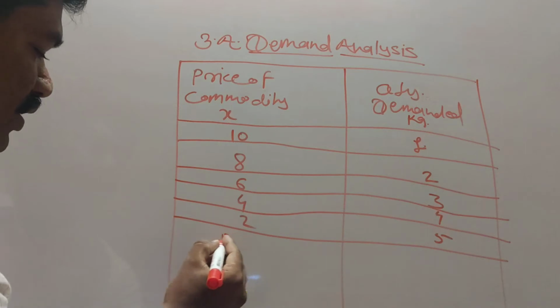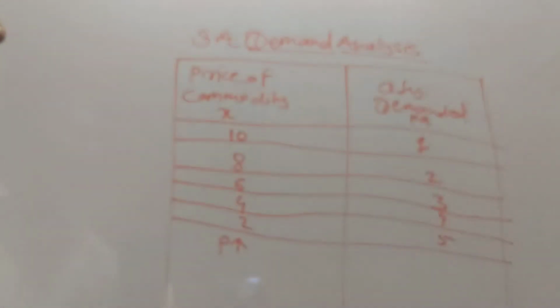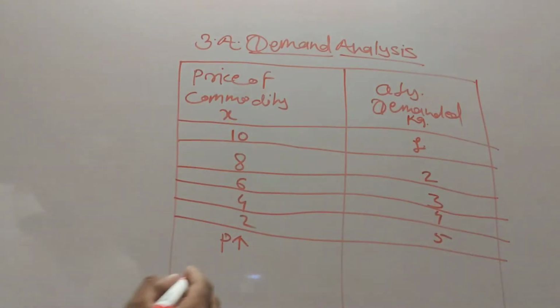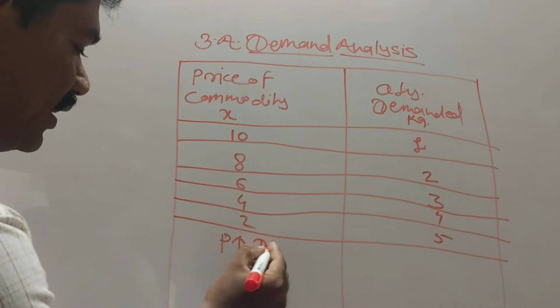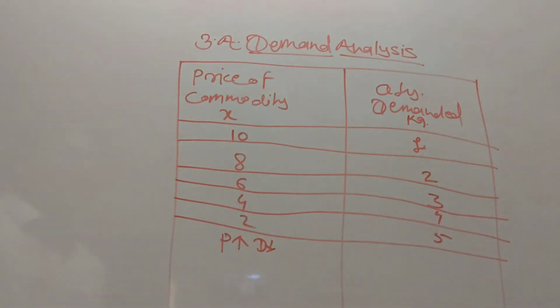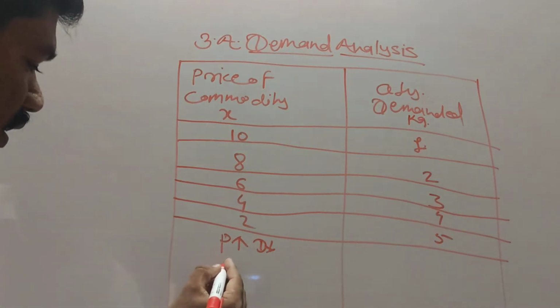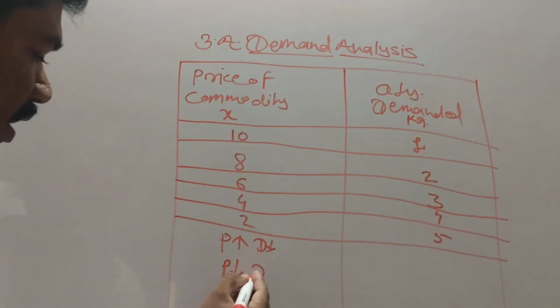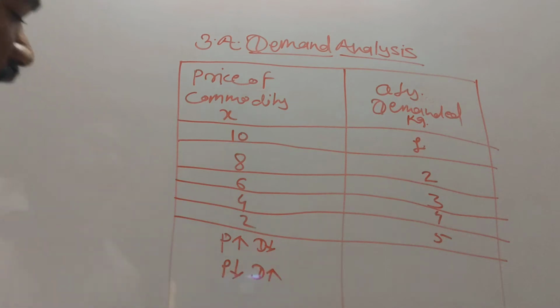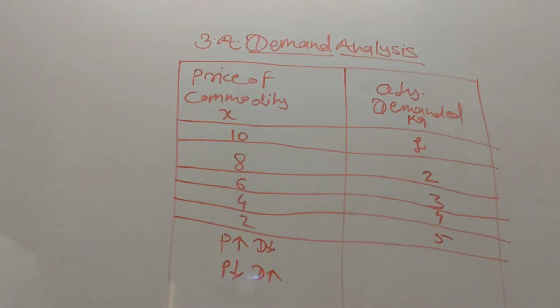When price goes up, there is a fall in quantity demanded, and when there is a fall in price, quantity demanded rises. Okay, so this shows an inverse relationship between price and quantity demanded of a commodity.